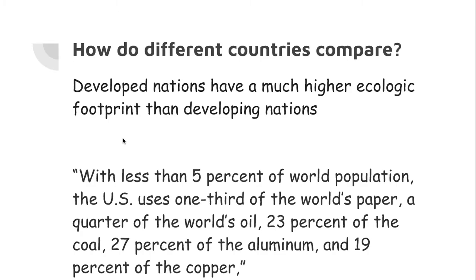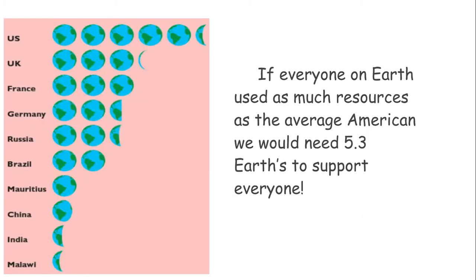And we don't necessarily want that. That's not a positive thing, right? So, fun little factoid. Here's a fun little infographic. If everyone on Earth, all 7.6 billion of us, used as much resources as the average American does, and remember, average means some use less, but some use more, we would need 5.3 whole Earths to support everybody.